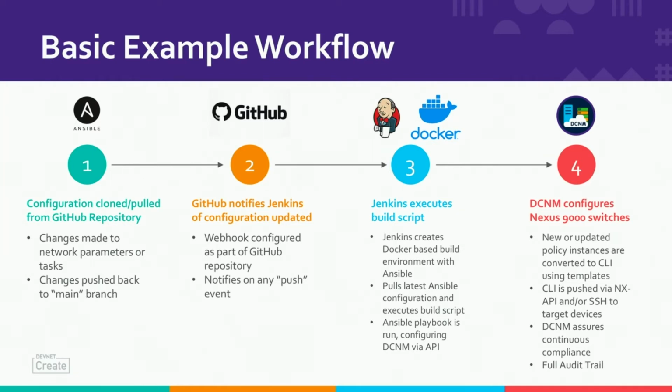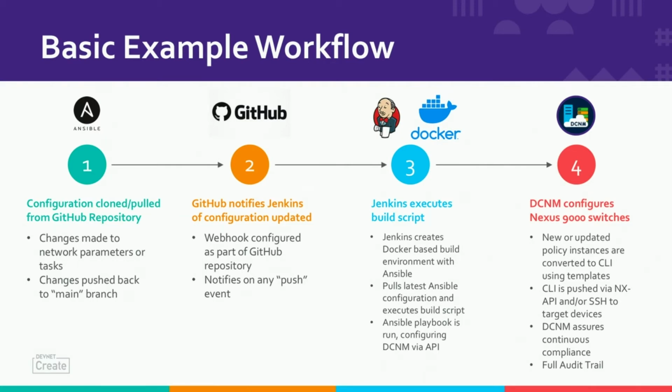Now, as part of that Jenkins workflow, we could add various testing mechanisms and approval mechanisms, but in this example, it just goes straight and pushes that configuration straight to DCNM. DCNM again accepts that configuration from Ansible and then converts that into actual NXOS CLI configuration through a set of templates and pushes that configuration down to the actual Nexus 9000 switches.